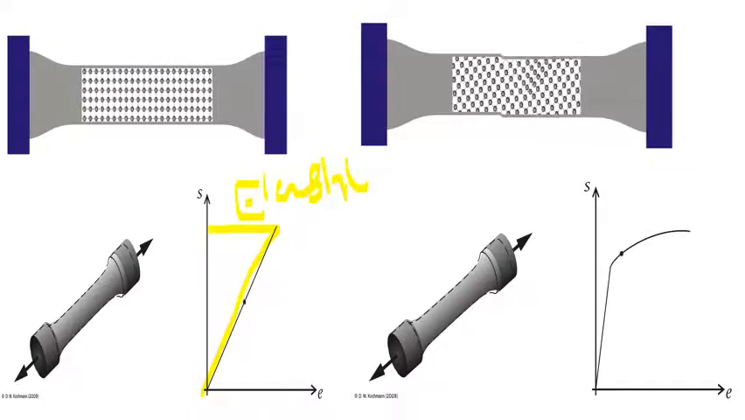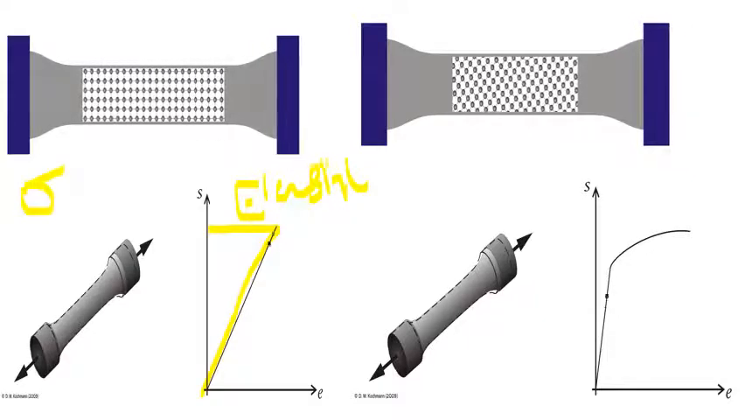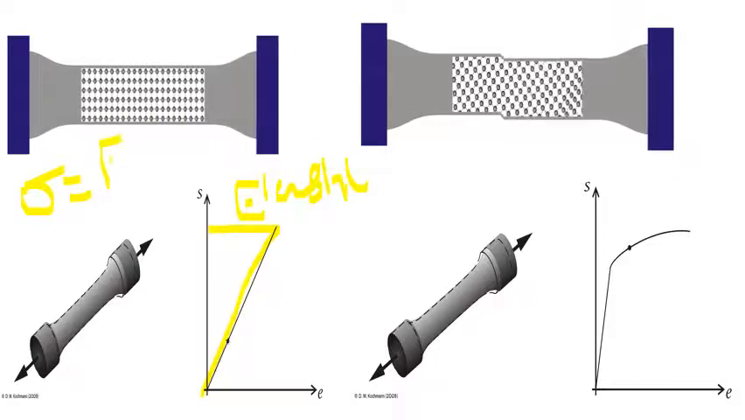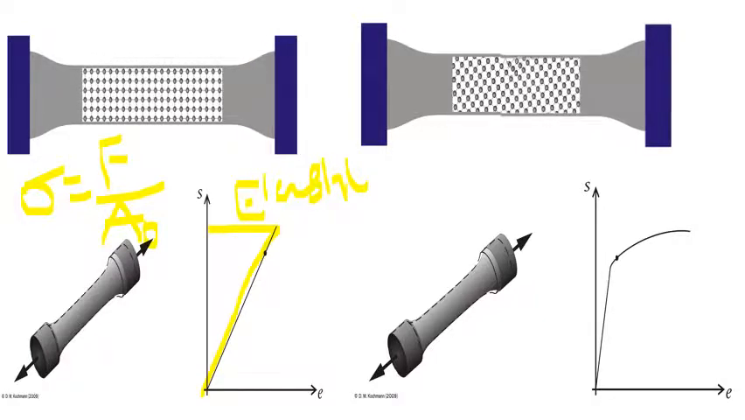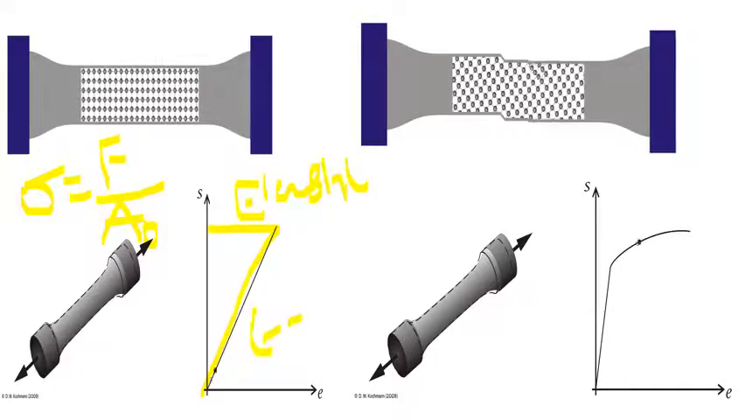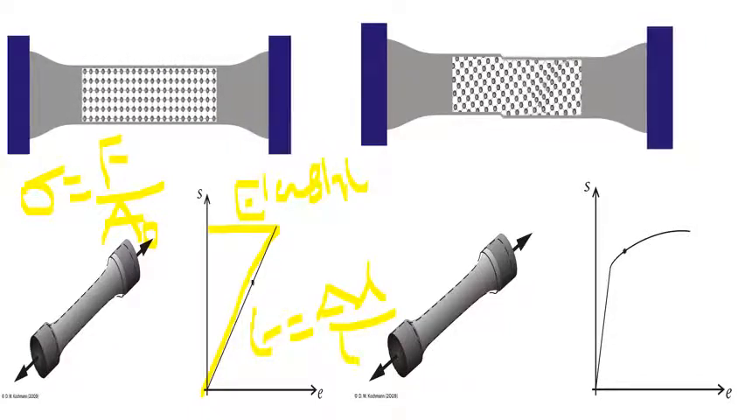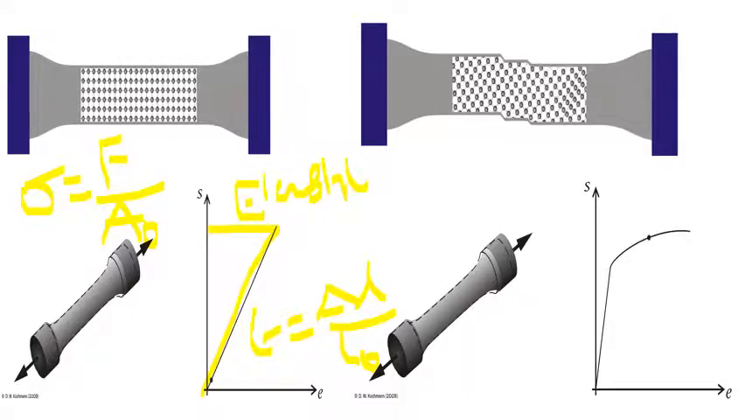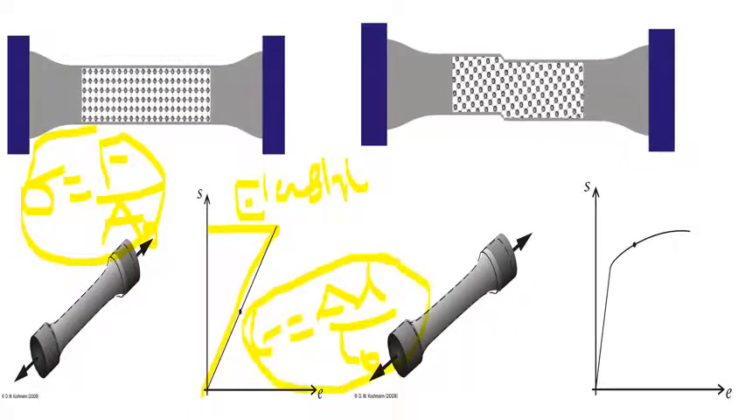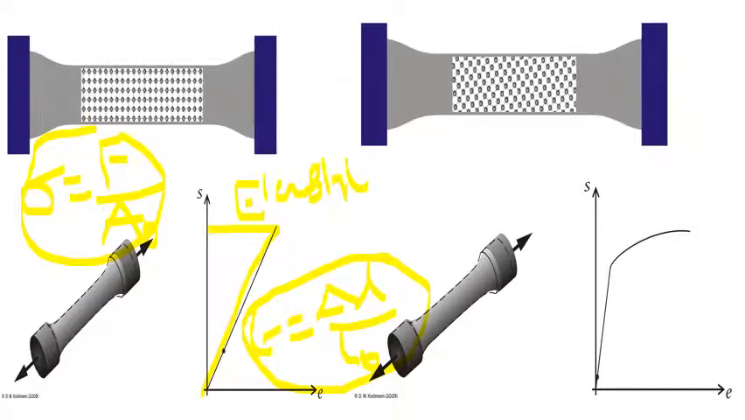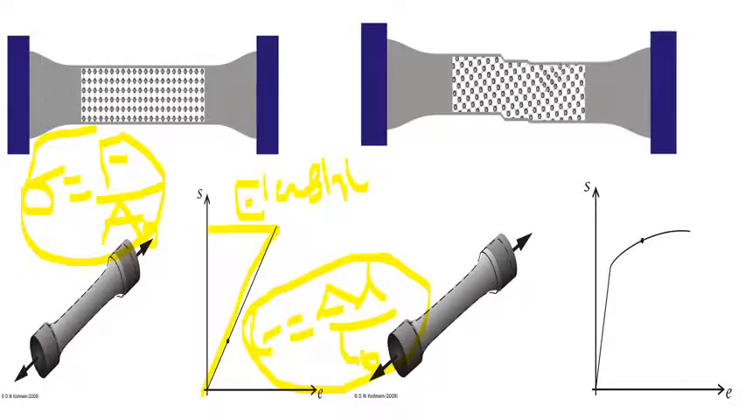How exactly do we draw this graph? Here sigma is equal to the applied load divided by A naught, the initial area. And epsilon naught is the strain, equal to delta L, the increase in the length, divided by the original length L naught. Once we calculate for each step, we get a sigma and an epsilon naught. Once you plot these, we get linearity between stress and strain, where if you remove the load, it regains its original shape.